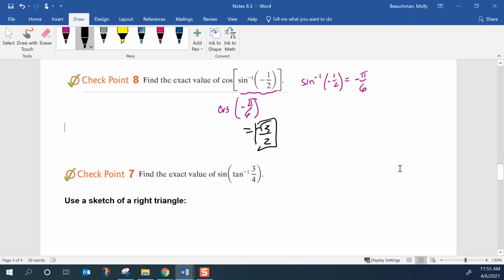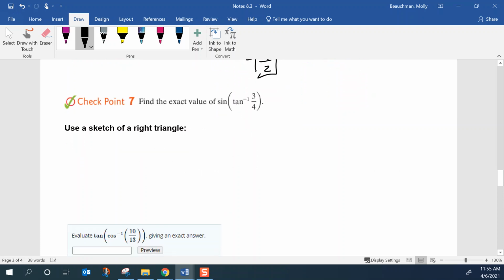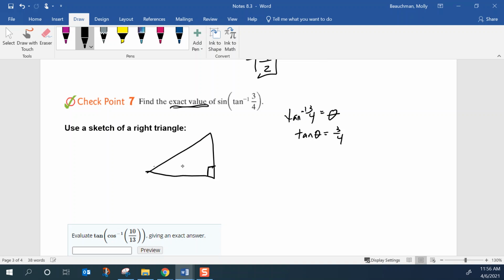So what if you find the exact value of the sine of the inverse tangent of 3/4? Well, exact value means we can't use a calculator, and 3/4 is not a value of tangent that we have on our unit circle. So to find the inverse tangent of 3/4, remember that the tangent of some angle is equal to 3/4. So what we do is we can use a sketch of a right triangle to figure out the acute angle.